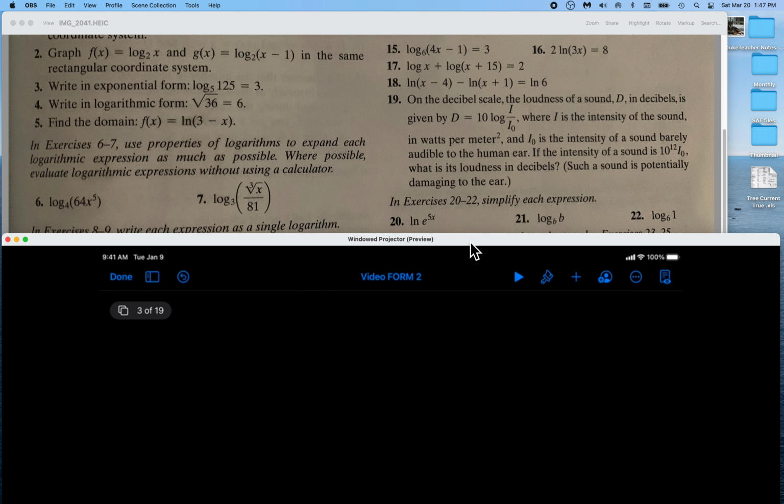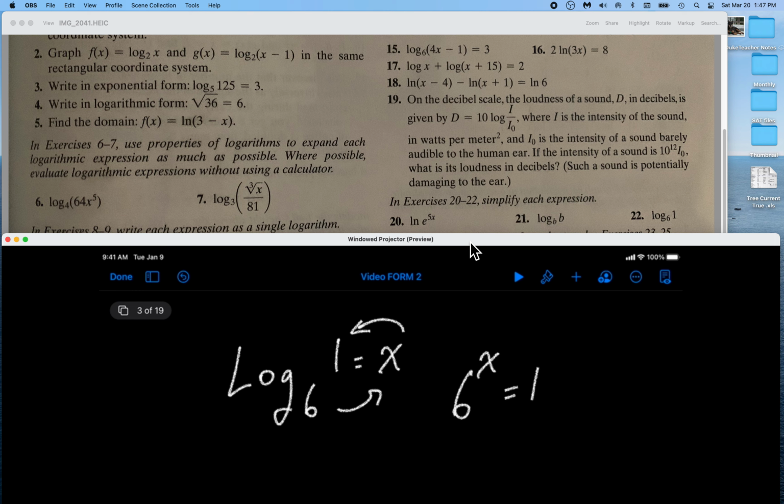Log to the base 6, argument 1. Set that equal to x and do whirlybird. There's only one thing x could be, and x has to equal 0.